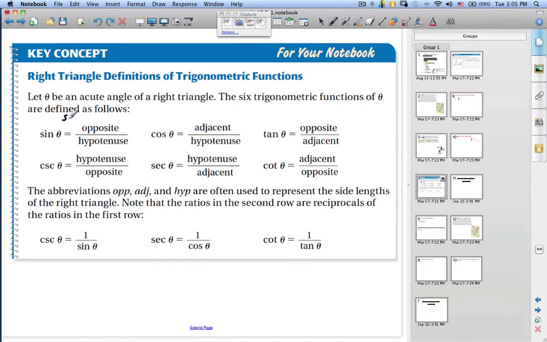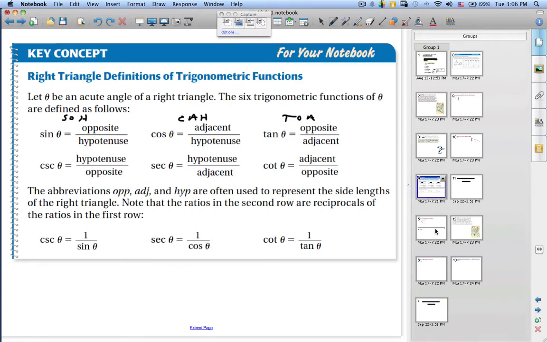And what people often use to remember is a thing called SOHCAHTOA. Sine is opposite over hypotenuse. Cosine is adjacent over hypotenuse. And tangent is opposite over adjacent, so SOHCAHTOA. Okay, if that helps you remember and keep all this straight.